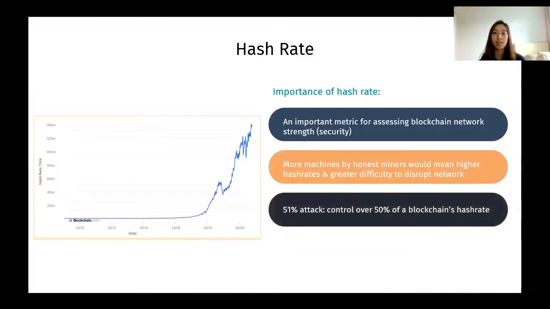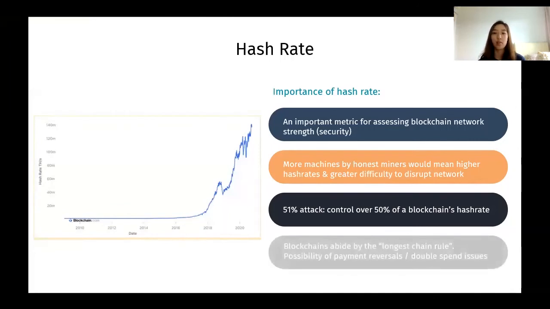So a 51% attack, for example, is when a single individual or group of attackers purchases or rents enough mining equipment to control over 50% of a blockchain's hash rate. So because blockchains are trustless and abide by a rule known as the longest chain rule, a person or group that controls a majority of the hash rate could, in theory, block or reorganize transactions or even reverse their own payments. So this would create double spend issues, which in turn would completely undermine the integrity of the underlying blockchain.